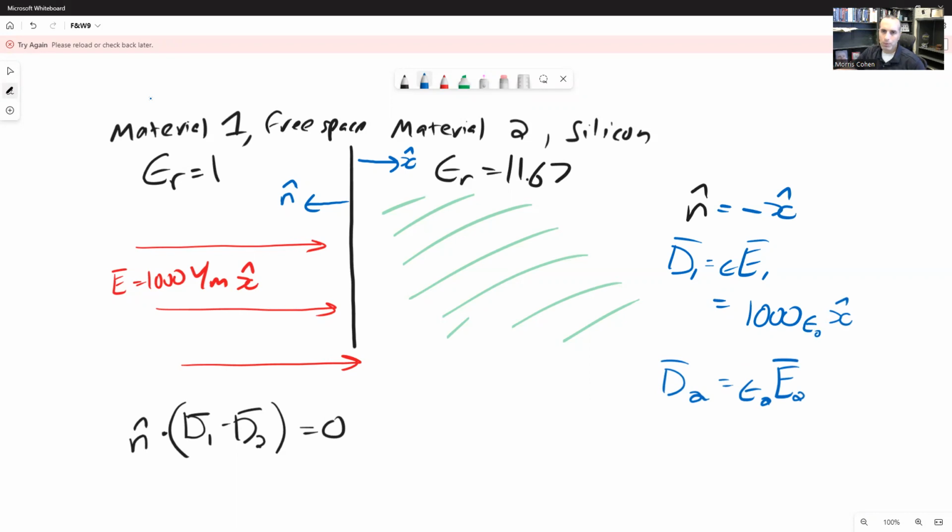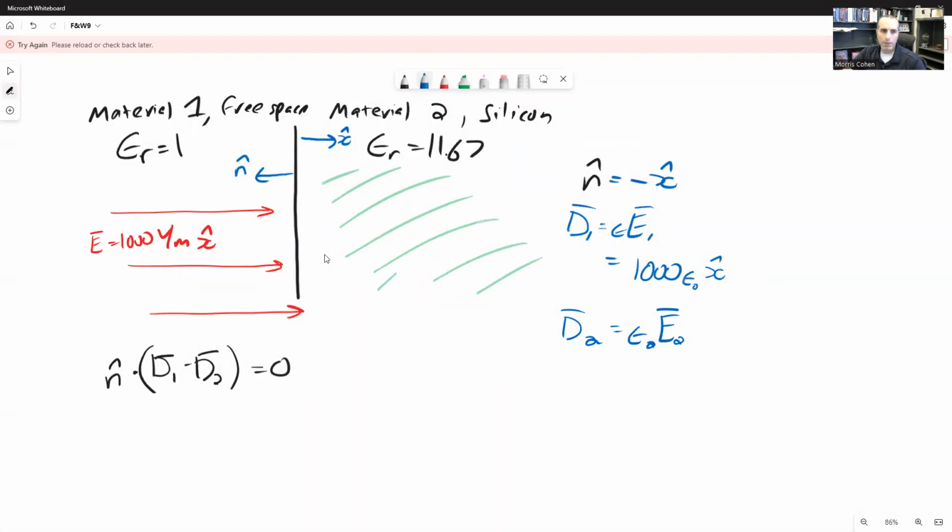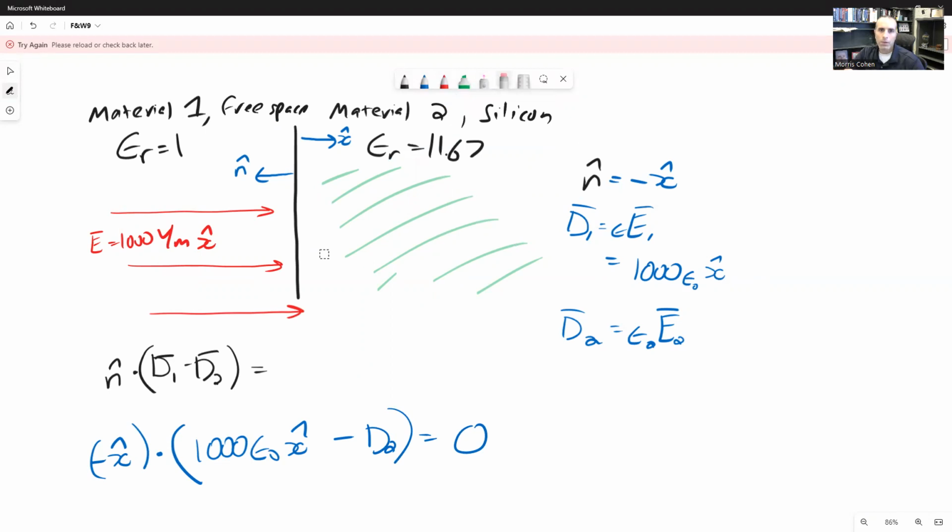So n hat, we're going to substitute and put in a negative x hat right here. So this is negative x hat dotted with D1, which is 1,000 epsilon naught x hat, minus D2 equals, I'm going to write down 0. Really, by the way, just so it's clear, this boundary condition is rho s. It's charge built up at the surface. But in this case, we have two dielectrics. Both silicon and free space are dielectrics, and so we know this equals 0. So we can just set this equal to 0 and get rid of the charge.